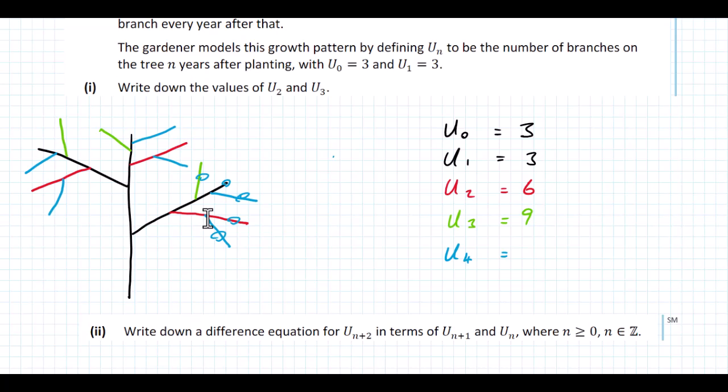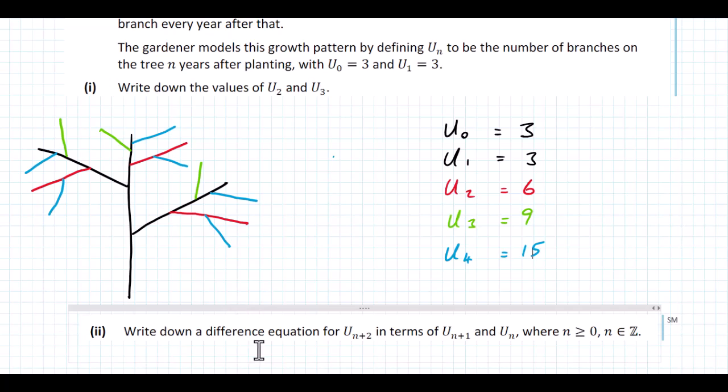So U_4 is 15. And at this stage you can probably see what's happening. If we add these 2 here we get 6. If we add these 2 here we get 9. If we add these 2 here we get 15. So the number of branches is really the sum of the number of branches for the previous 2 years, the previous 2 terms. So that's our answer here. We were asked for U_2 and U_3: 6 and 9.